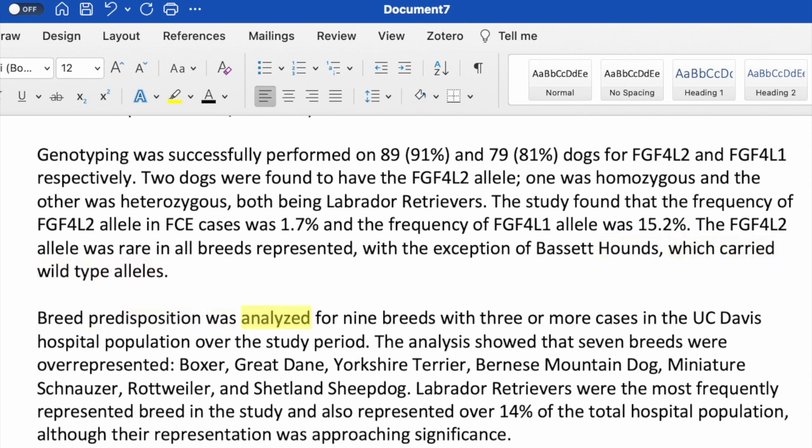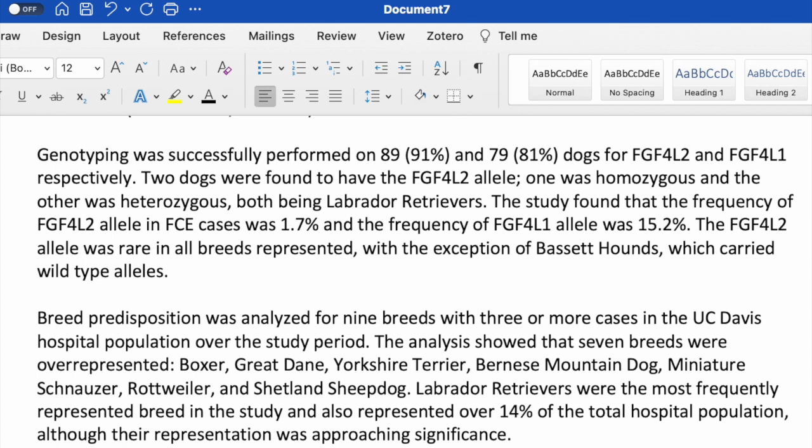alleles. Breed predisposition was analyzed for 9 breeds with 3 or more cases in the UC Davis Hospital population over the study period. The analysis showed that 7 breeds were overrepresented: Boxer, Great Dane, Yorkshire Terrier, Bernese Mountain Dog, Miniature Schnauzer, Rottweiler, and Shetland Sheepdog. Labrador Retrievers were the most frequently represented breed in the study and also represented over 14% of the total hospital population, although their representation was approaching significance.